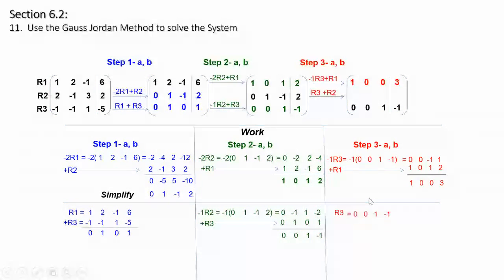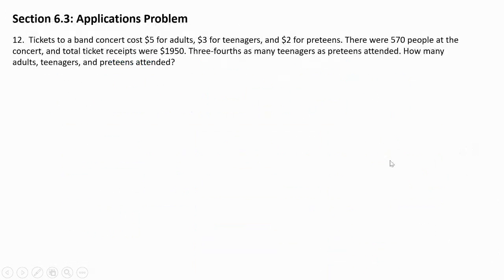So row 3 plus row 2 is going to give us 0, 1, 0, 1. That's my new row 2. If you notice, we're done because these are all ones diagonally, and there are just zeros. So the solution is x equals 3, y equals 1, and z equals -1. That's my solution.